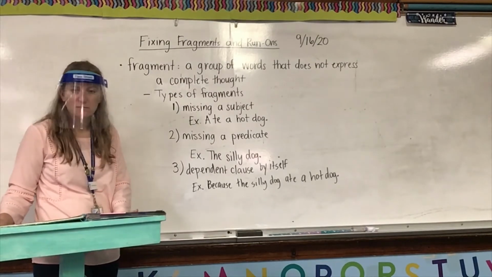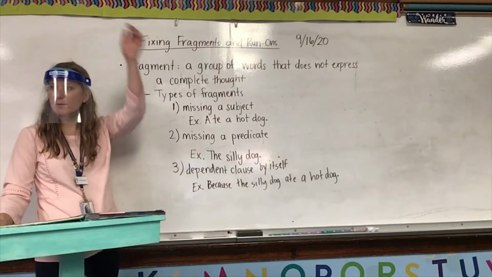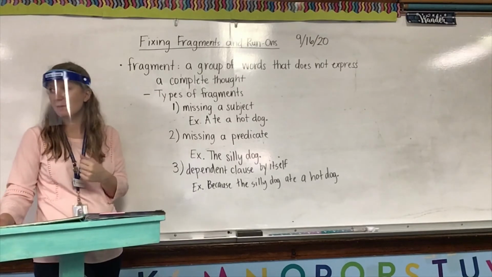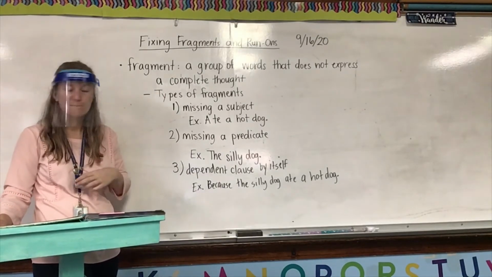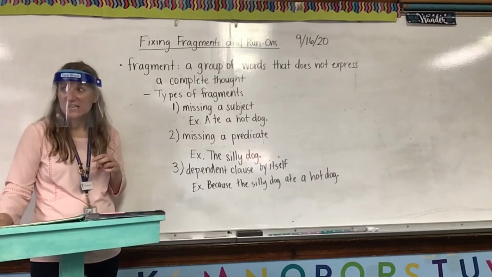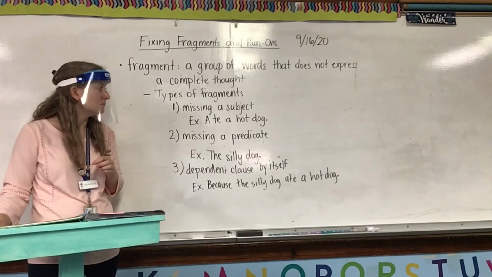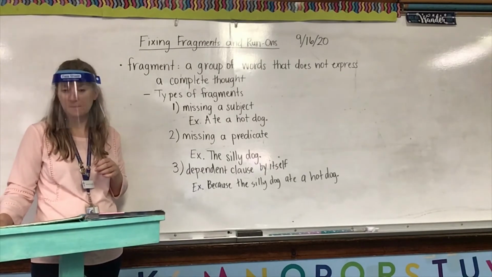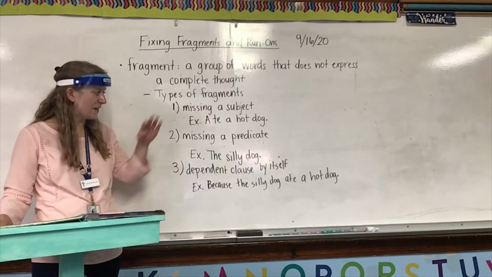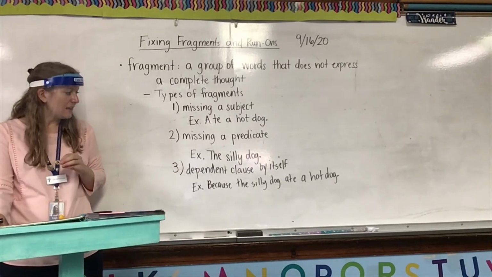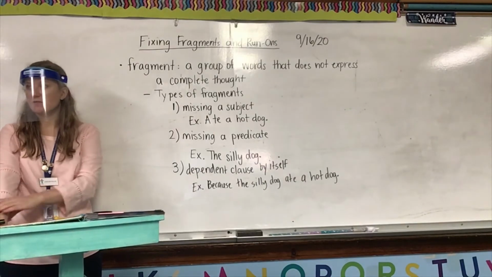Once you're done with that, put your pencil down, look up, because I have to erase the types of fragments. We've already talked about all the types of fragments that we will see today. And then we're going to talk about how to fix each one. So once you're done writing everything that's on the board, put your pencil down. And then we will talk about how to fix each of these.